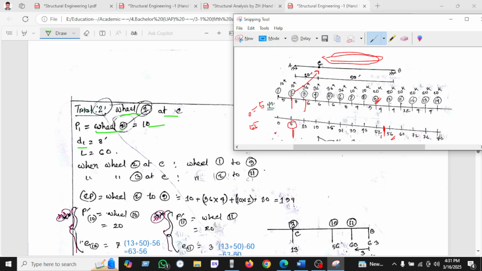Okay, so let's see another wheel, wheel 3. We will set wheel 3 at C. Then how much can we go? We have 30. So if we take 0 equal to 30, then 50 equals what? 63. So we can go to 63. That means we can take wheel 11 also. So that's why we can take wheels 2 to 11, which is up to 63. Okay.